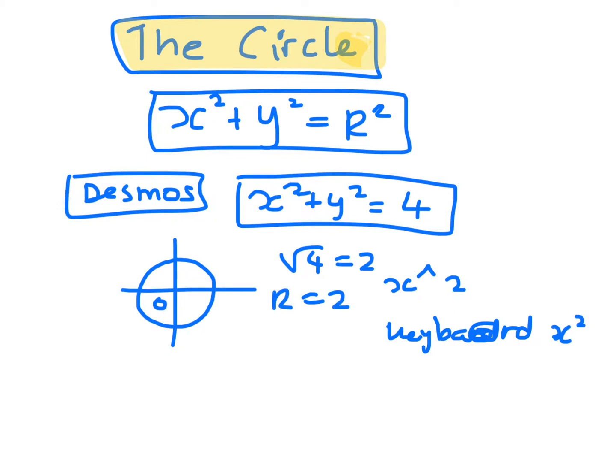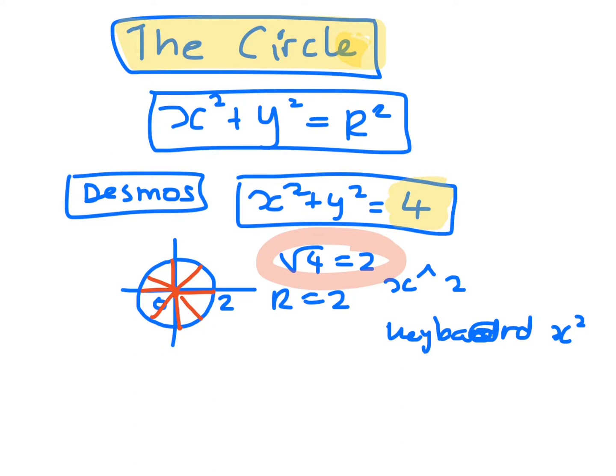Okay, so to get our radius, just to make it clear, you look at the number at the end, which is the 4, and then you must take that number and you have to square root it. When you square root it, you'll get the radius. That means the radius, because the radius is the distance from the centre out to here, is always 2 units.